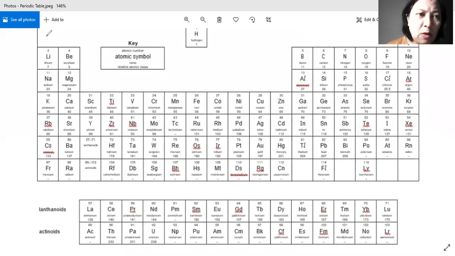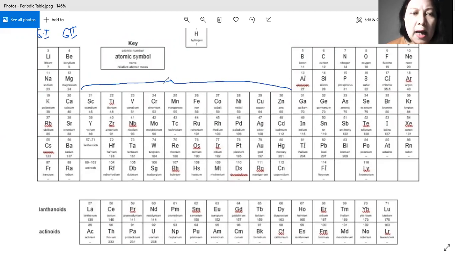Such as this one here, the first column is what we call group 1. I'll just put G1. And then the next column is group 2. And then this one here, in IGCSE we haven't discussed it yet. So we go straight ahead to here, starting from boron. The column that has boron inside, we call group 3.